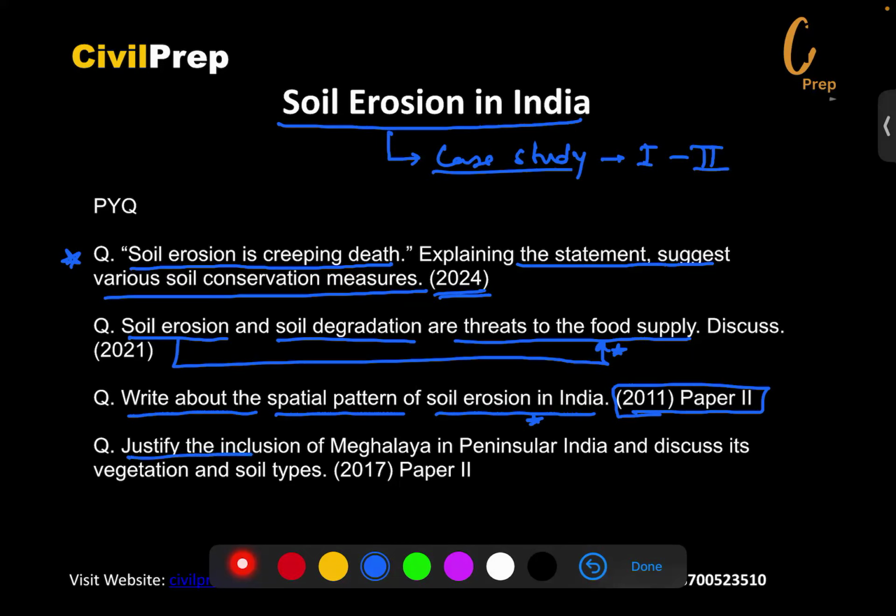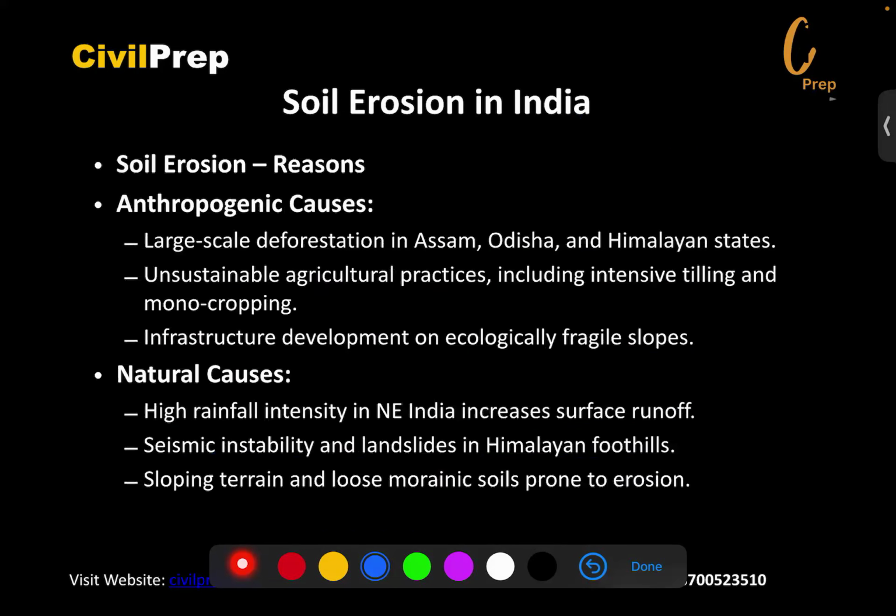Justify the inclusion of Meghalaya in peninsular India and discuss its vegetation and soil types. So in this case, we'll be looking at certain soil types which can be applied in the Meghalaya region. And how these soils have been formed in that particular region, we can understand along with the climatic factors. So let's look at the case.